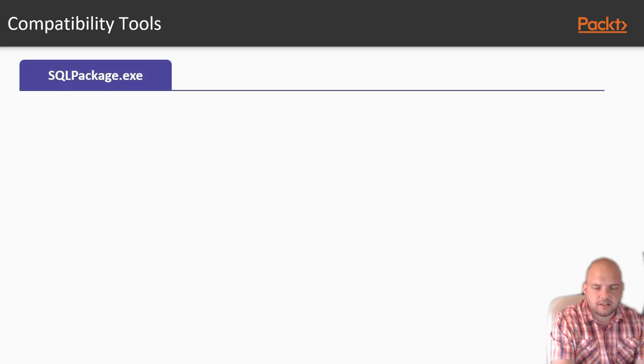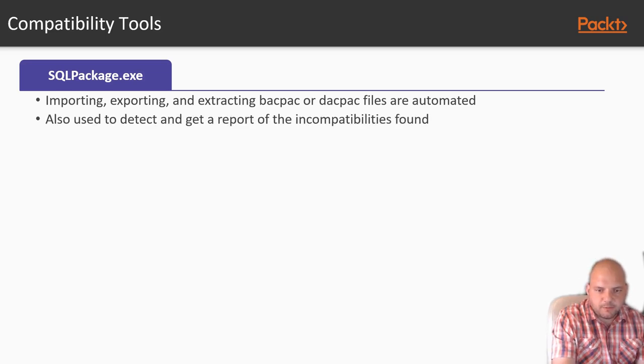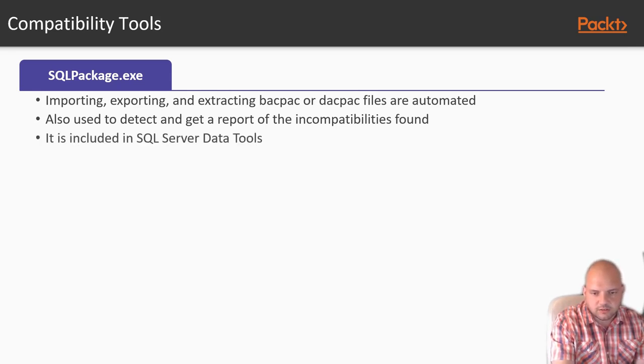Next in line is SqlPackage.exe, which is a command line tool that will help to automate database development tasks such as importing, exporting, and extracting BACPAC or DACPAC files. It can be used to detect and report incompatibility issues. Its actual use is to help automate database lifecycle management, but it can be used to help find and detect incompatibility issues as well. And it's included in SQL Server Data Tools.